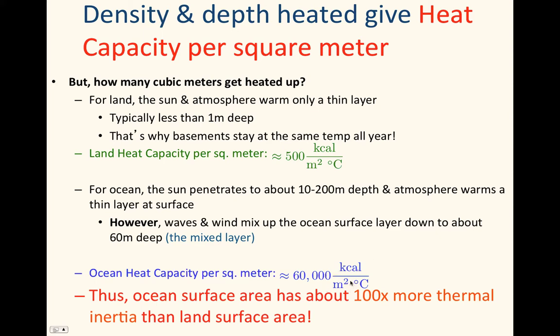to warm up 1 square meter of ocean at the surface, and this is because a lot of that energy is lost to deeper levels underneath, and it's really the surface we're worried about when we're talking about the atmosphere, because the surface is the part that communicates with the atmosphere. So in total, these calculations show that the ocean's surface area has about 100 times more thermal inertia than land surface area does, so it's a substantial difference.